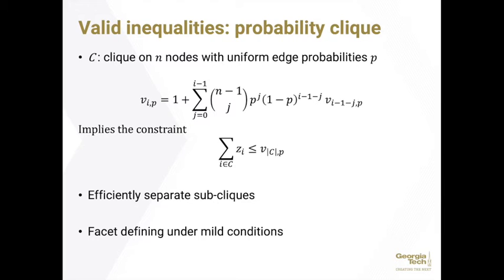And even beyond that, we have some sense that these are strong cuts. As it turns out, all of these subclique and clique constraints are actually facet defining in the general case, under a very slight assumption that none of the nodes outside of the clique are adjacent to every node within the clique with probability 1.